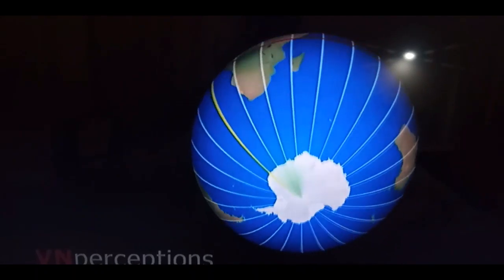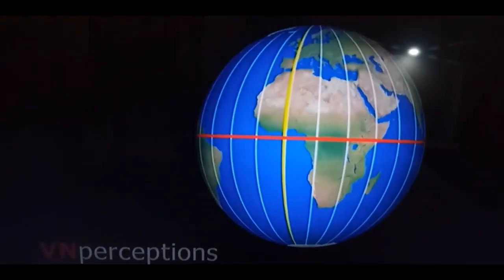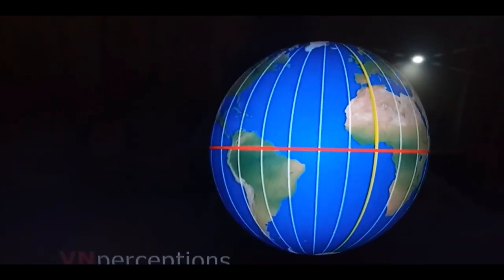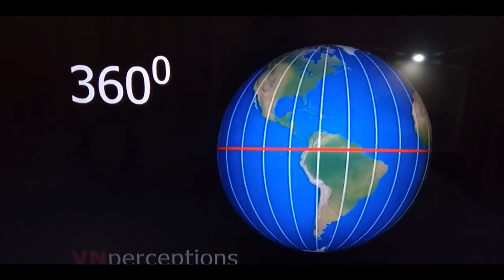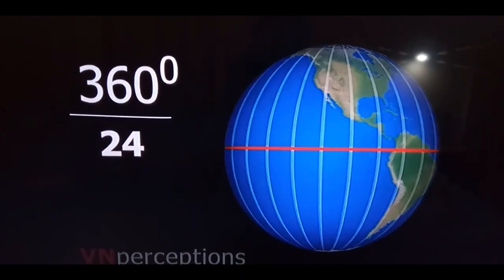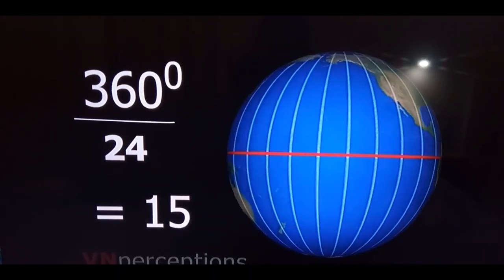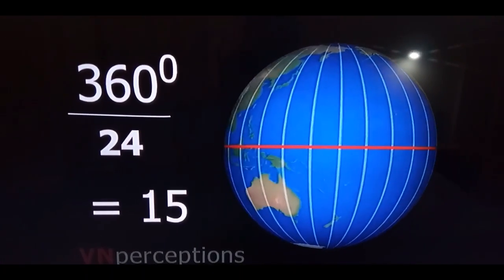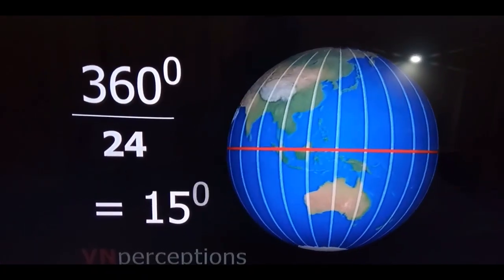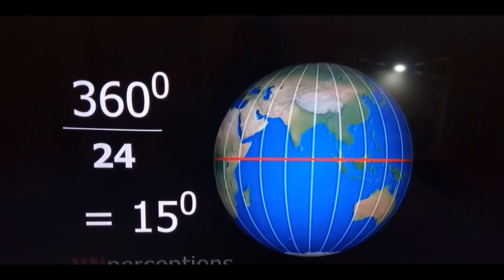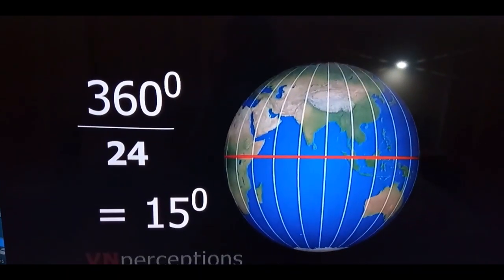So in 1 hour, how much will it travel? It will travel 360 degrees divided by 24 hours, which gives 15 degrees. So in 1 hour the earth travels 15 degrees only.